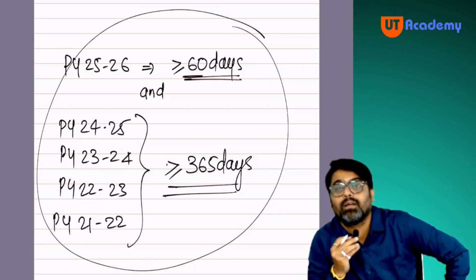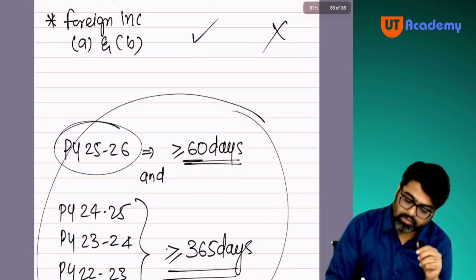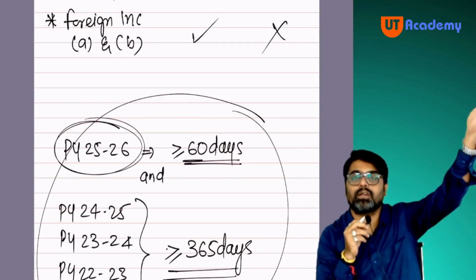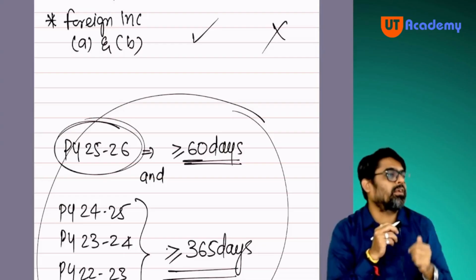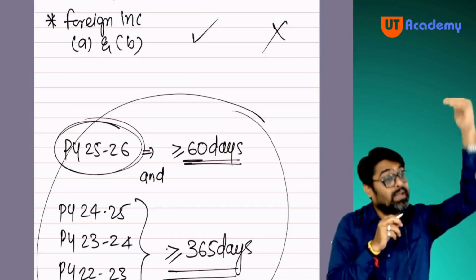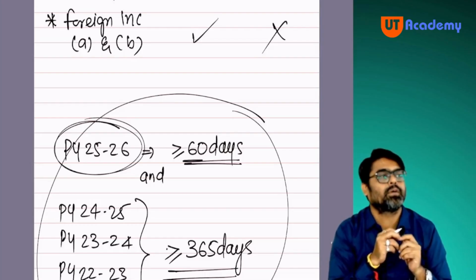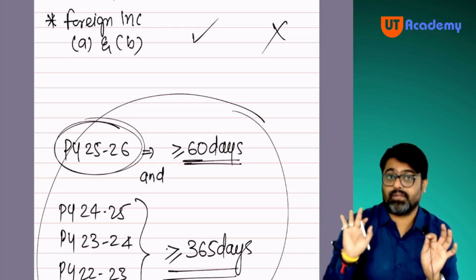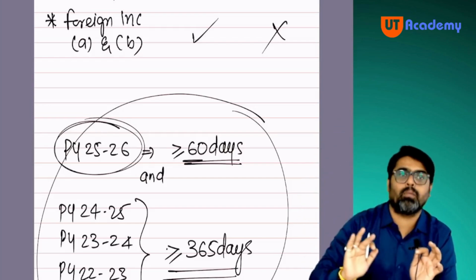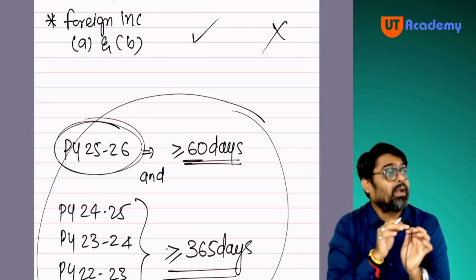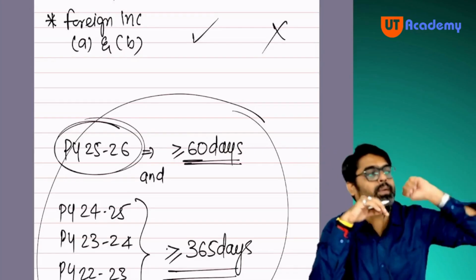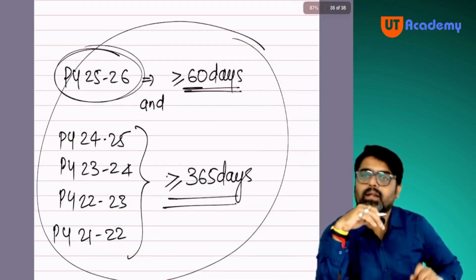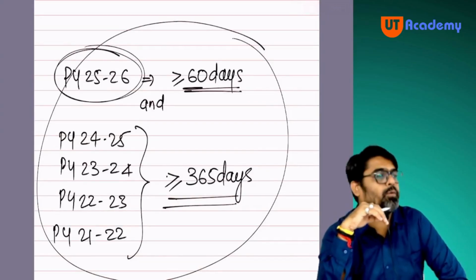Hello, sir. What if in this year your stay was 182 days or more? Condition A is satisfied, you become a resident, no need to check B. But what if your stay was less than 182 days? Check B. B says during the previous year 25-26, if it is less than 182, no problem, but it should be 60 days or more. And during the last 4 previous years, it should be 365 days or more. If both these parts are fulfilled, basic condition B is fulfilled and you become a resident.